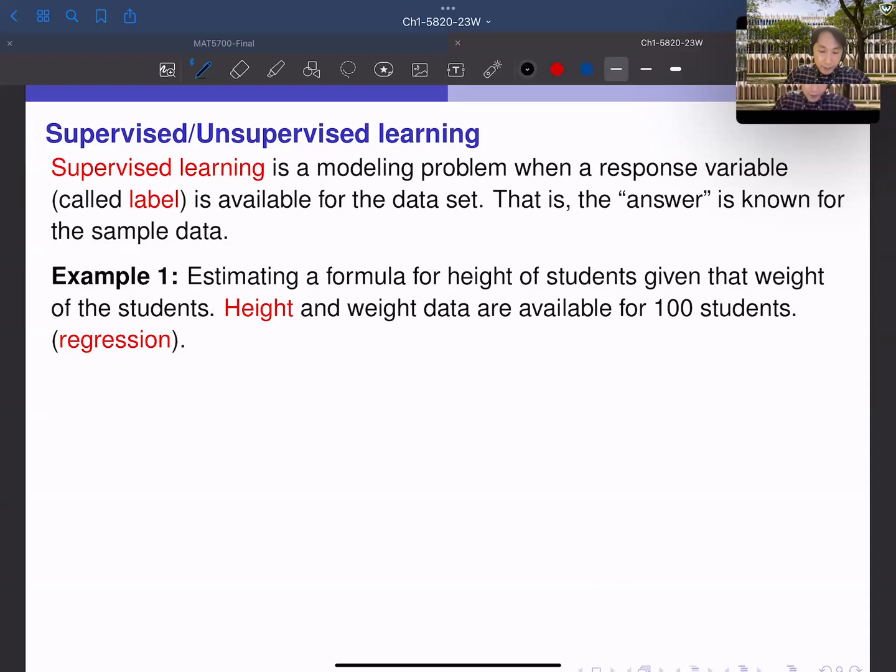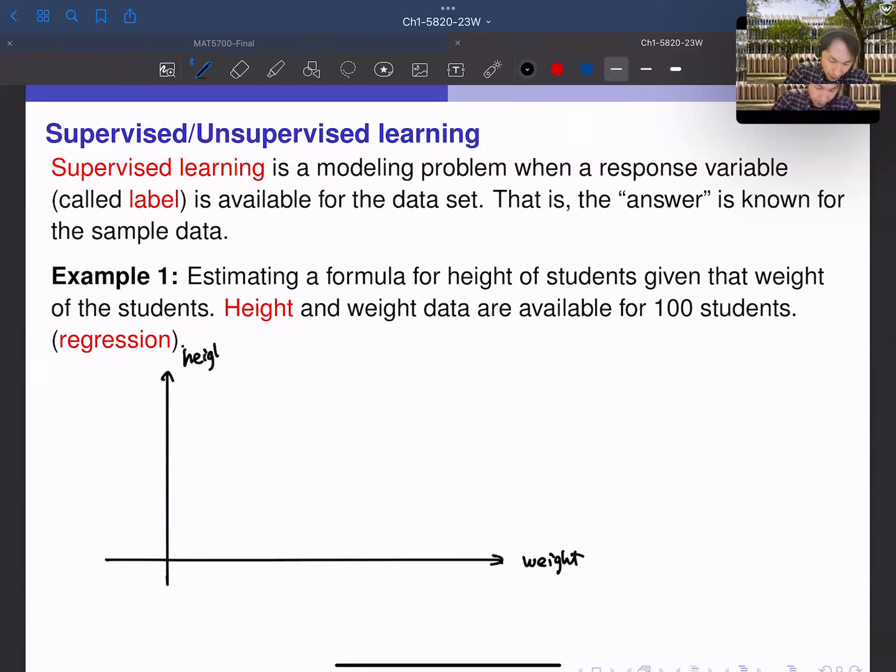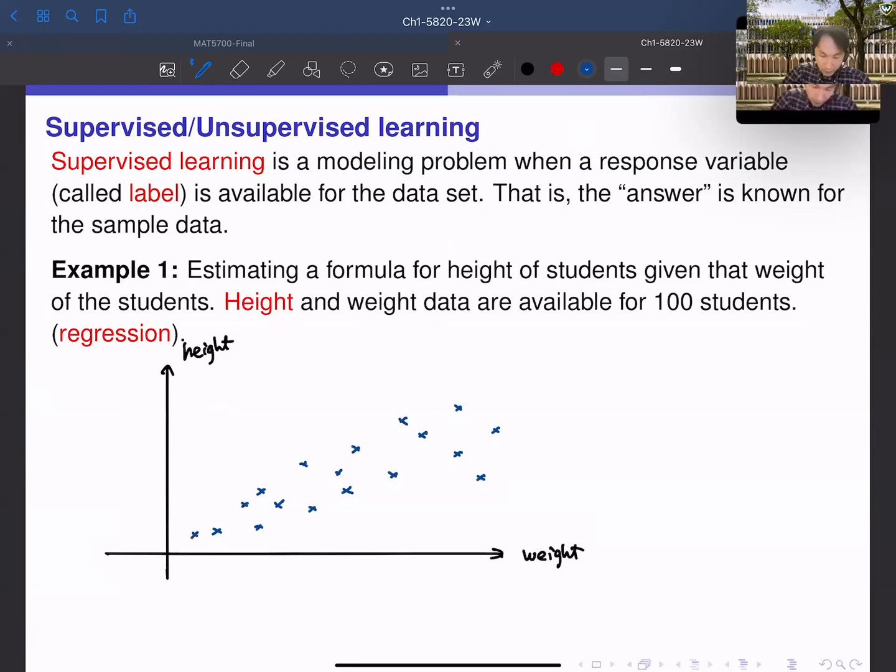So for example, estimating a formula for the height of students given the weight of students. So we have weight and height, and we want to explain height by weight. We know the weight and height of each student for 100 observations. And our problem is how to determine this curve. Maybe this is the trend line. We want to estimate this. So this is the regression problem.